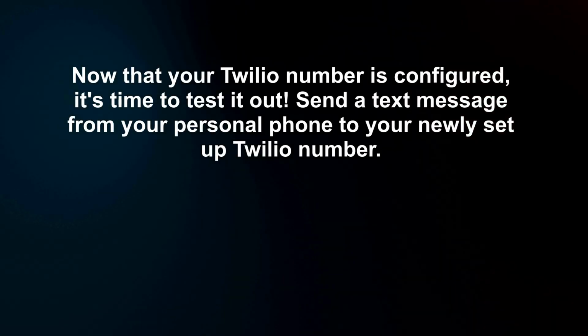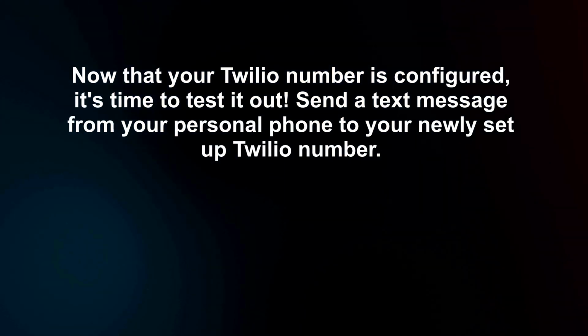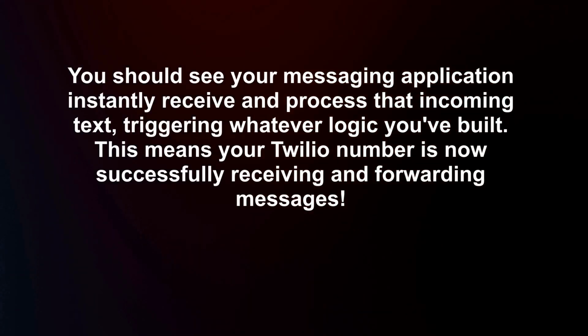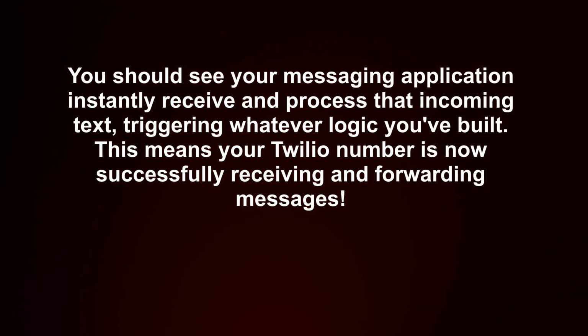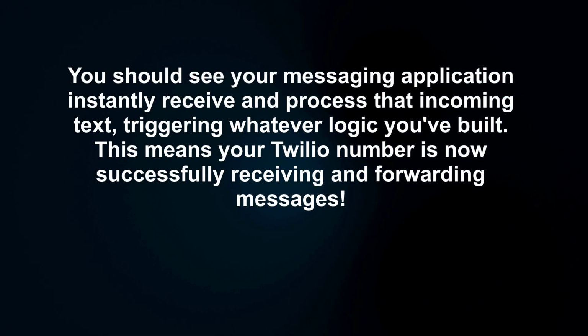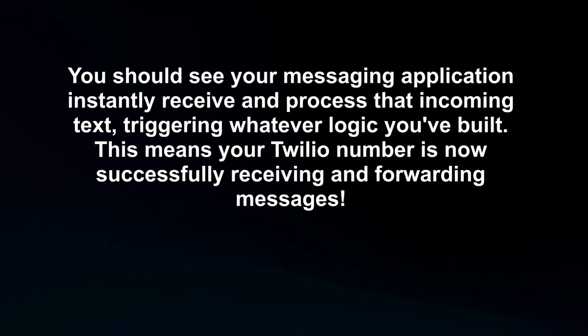Now that your Twilio number is configured, it's time to test it out. Send a text message from your personal phone to your newly set up Twilio number. You should see your messaging application instantly receive and process that incoming text, triggering whatever logic you've built. This means your Twilio number is now successfully receiving and forwarding messages.